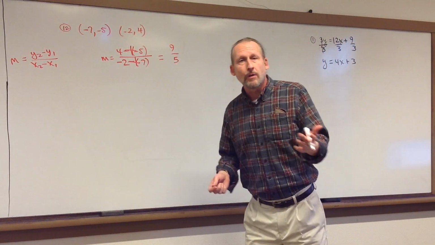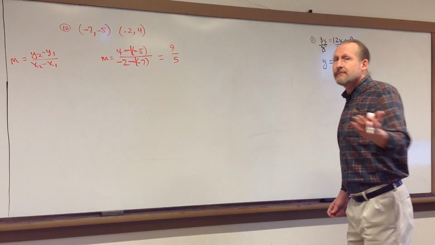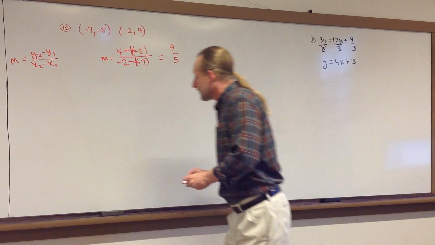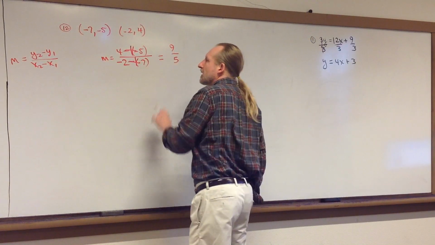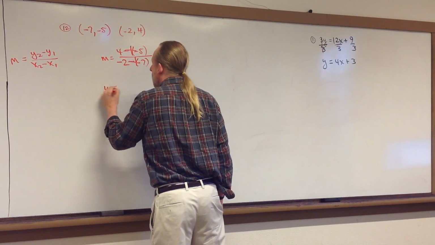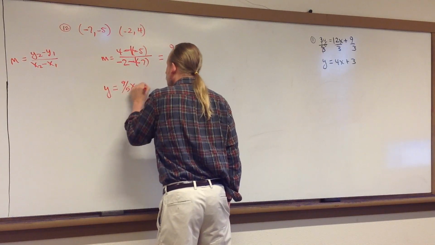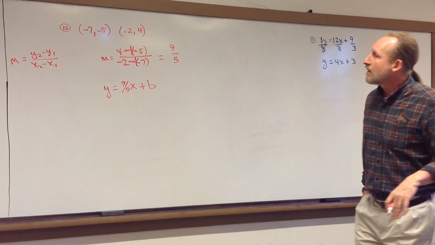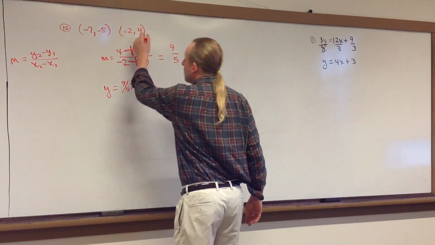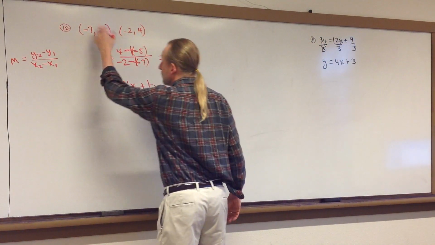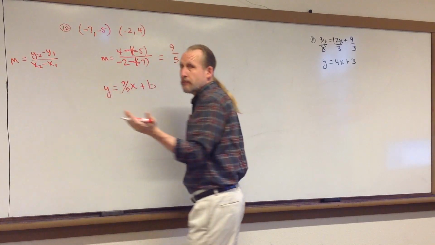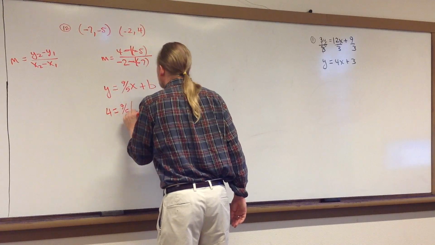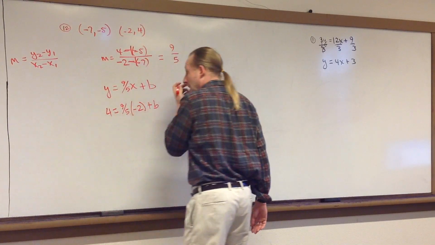If you want to call that 1.8, that's fine. We don't have to graph this, and so it's not going to cause any problems if you do that. I'm going to leave it as 9/5. So now we know y is going to equal 9/5x plus the y-intercept, whatever that turns out to be. So let's plug in our x and y coordinates. It doesn't matter which pair you choose, but you have to choose a matching pair. So if y is 4, that means x was -2.